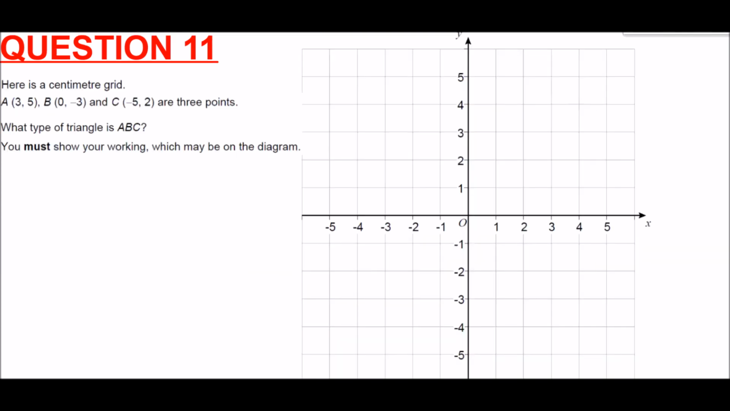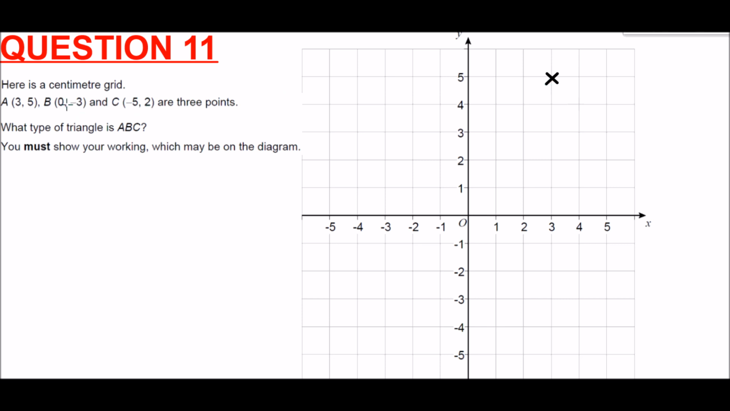Question 11. We've got a centimetre grid, which means that each square is going to be 1 centimetre by 1 centimetre. And we've got 3 different points to plot. So first point A, 3 and 5. The first number of coordinates means how far along. Second number means how far up. So A, 3, 5 means 3 along, 5 up, which is this point here.